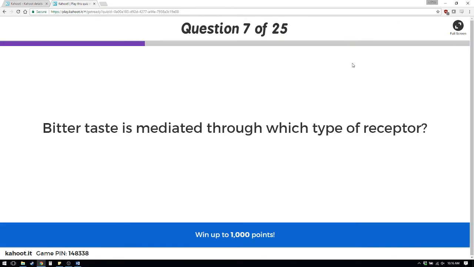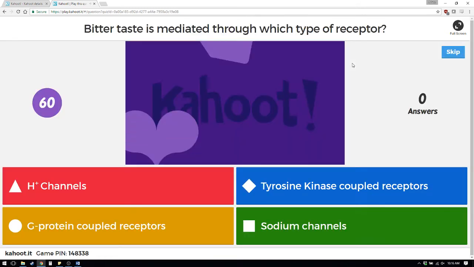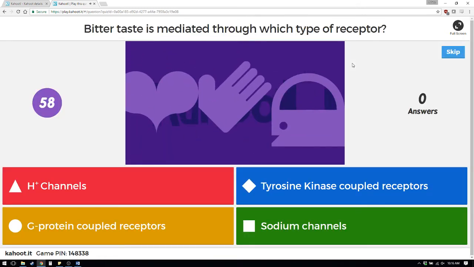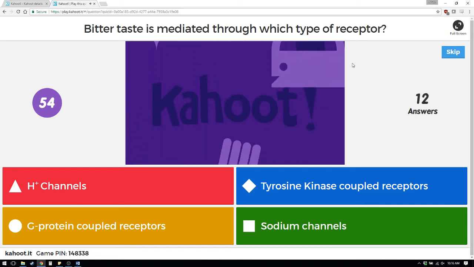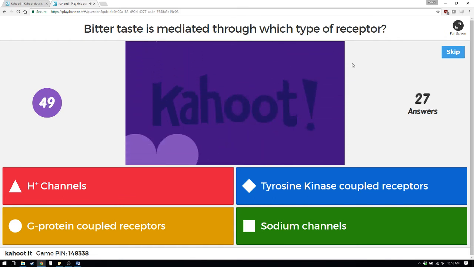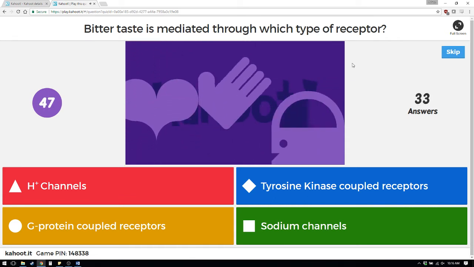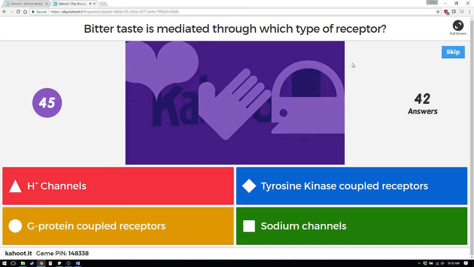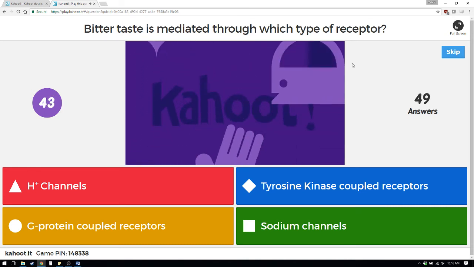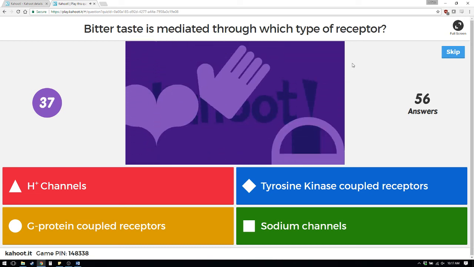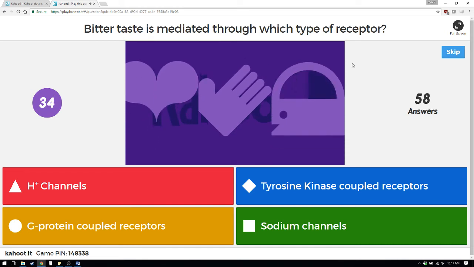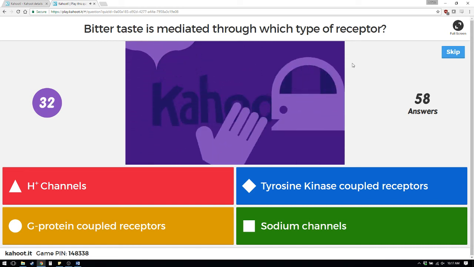Bitter taste is mediated through which type of receptor? Hydrogen ion, tyrosine kinase coupled receptors, G protein coupled receptors, sodium channels. What do we think? What do we call the process of taste? Gustation. Very fancy word. Gustation.